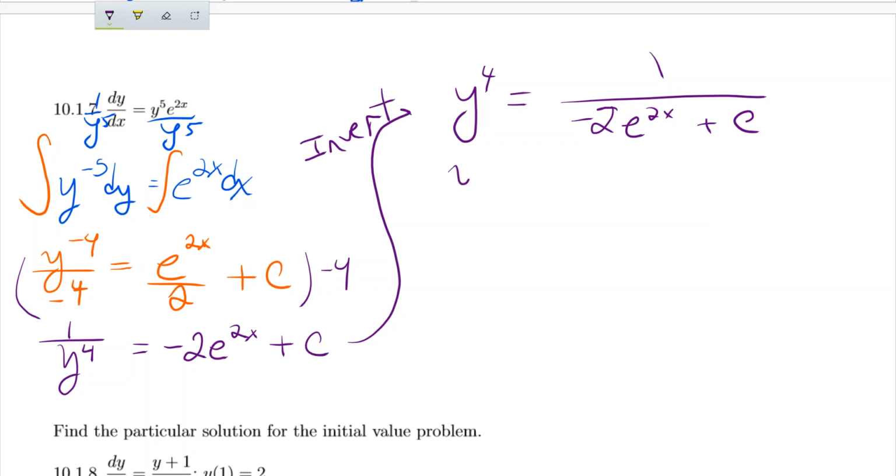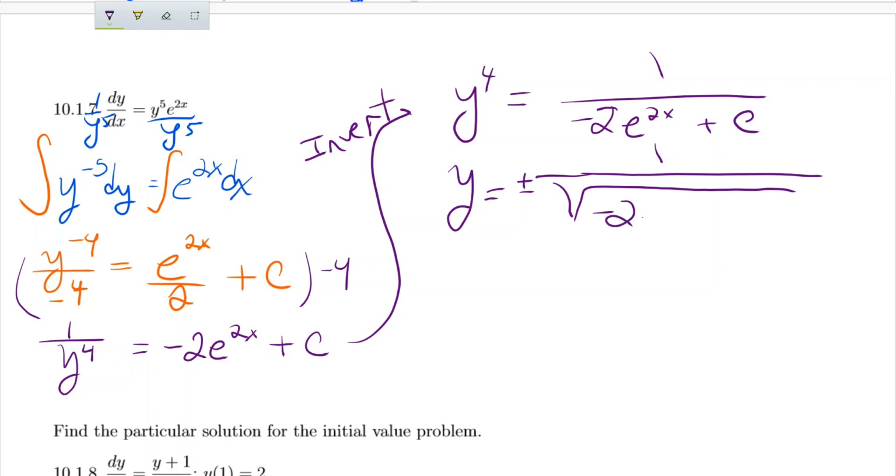And then I have to take the fourth root. Remember, with even roots, you always get a plus and a minus version. The fourth root of 1 is just 1, so I'm going to leave that 1 in the numerator, and then leave the denominator like this. This is not pretty. Sorry. If I only ever showed you pretty stuff, I wouldn't be doing my job. That's for darn sure.